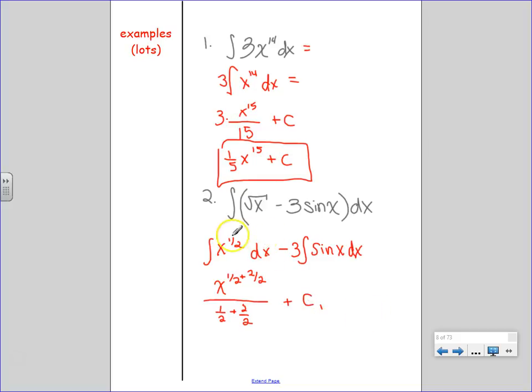Do you guys notice how many c's we're going to get? Yeah, we're going to get 2 of them. We'll talk about how to make this a little bit easier in just a second, but for right now, we have plus c1. We have a c. Okay, coming back.